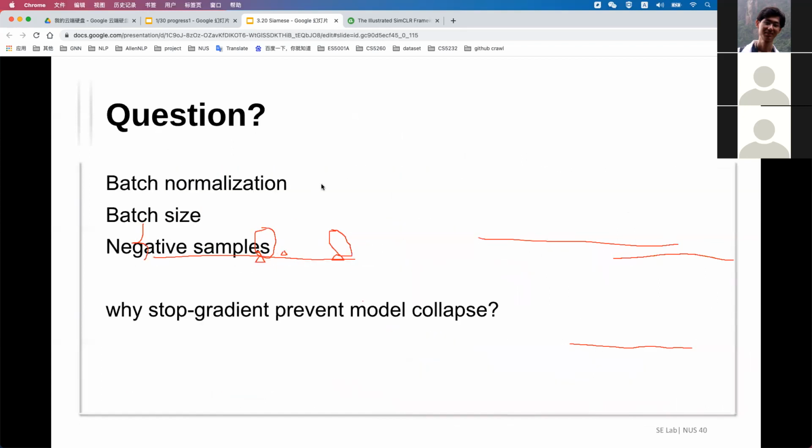And there are also some questions like batch normalization and batch size that we didn't talk about, and the negative samples we also didn't talk about. They are also very important, because in our other neural network models, we don't emphasize batch size or negative samples so much. But for this model, it's a very important part.